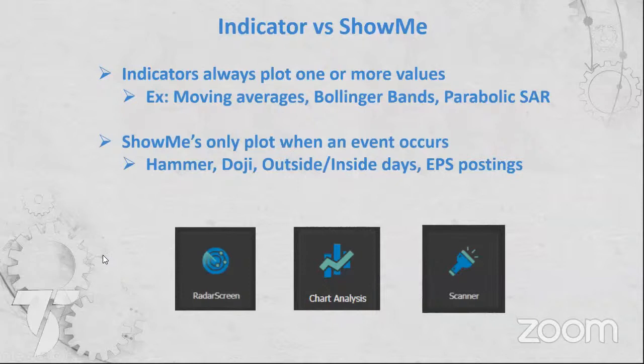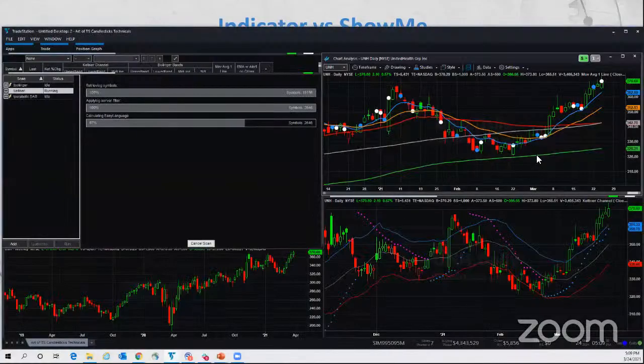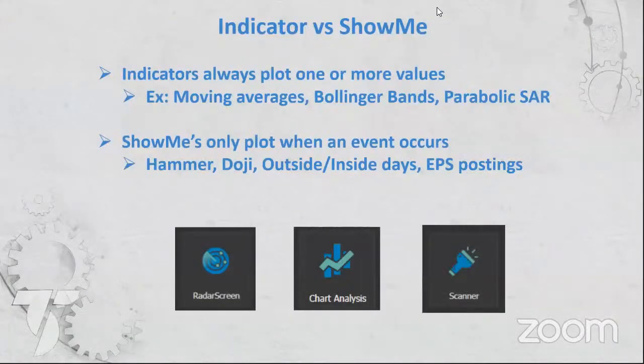Okay, so I want to explain something. An indicator always plots. For example, a moving average will always plot a value. You have volume and things like that. Parabolic SAR is an indicator. Keltner bands are indicators. They will always plot values. A Show Me will only plot something when something happens. So this is set to outside bar, inside bar, things like that. It will only show when one of those things is actually happening.